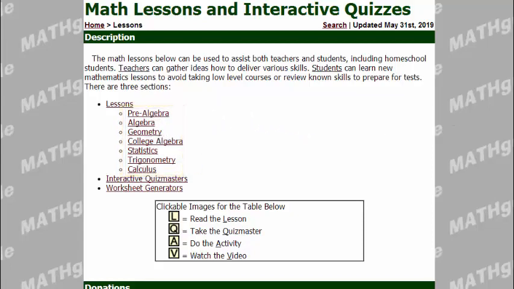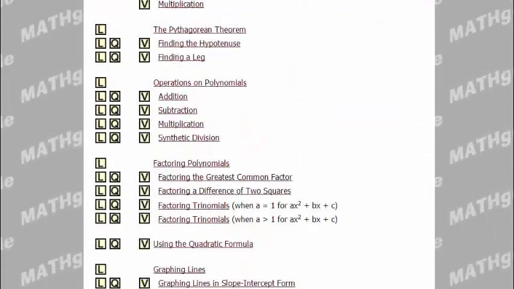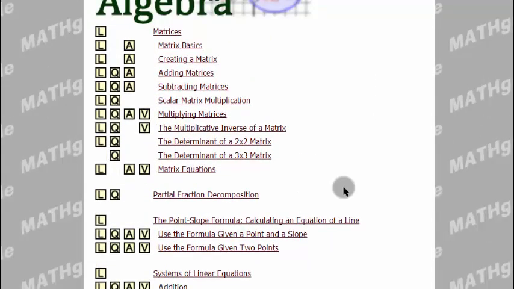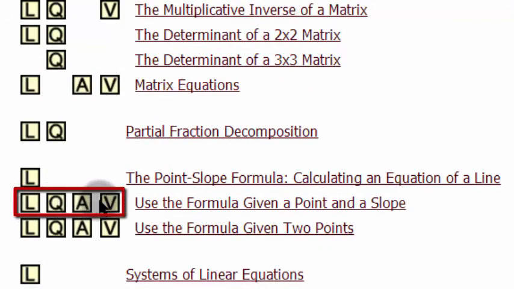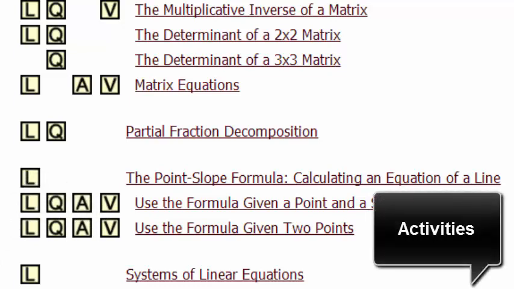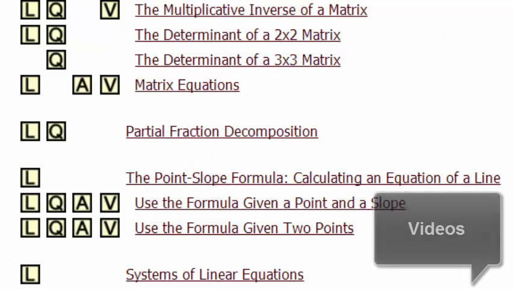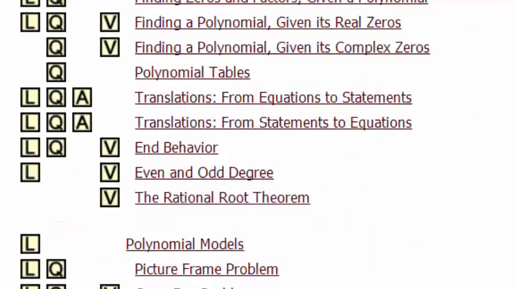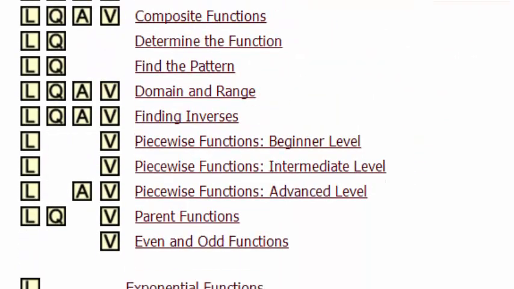If we were to scroll down to the college algebra section, you could see, for instance, if I were to take a look at the point slope formula section, you're going to see the L, Q, A, and V. What do these different graphics represent? Well, those L, Q, A, and V are essential services. The L is lessons, Q are the quizmasters, A are the activities, and V are the videos. So you could see that in this index page there is a lot of information that MATHguide offers, and a lot of services as well.